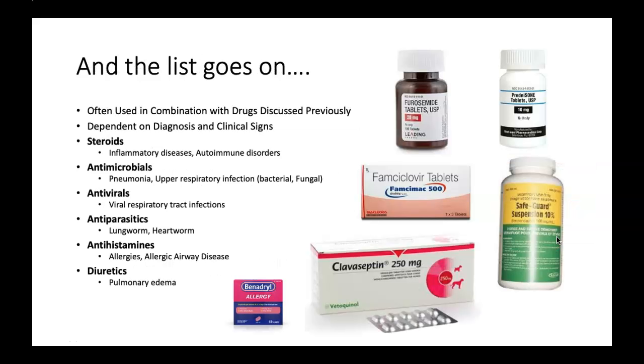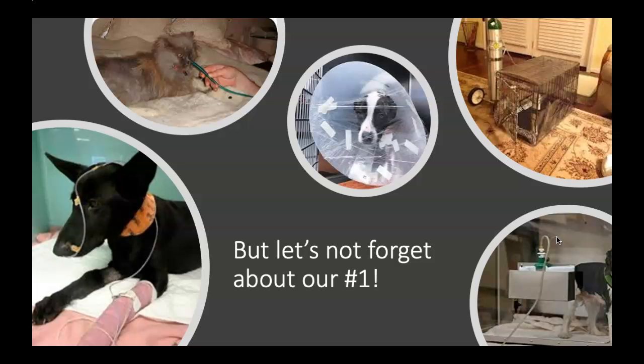And then the list goes on. When we're talking about respiratory drugs, this list is massive because of so many things that can stimulate the respiratory tract to have issues. There's going to be an array of drugs that would be beneficial for the respiratory tract. So it depends on the diagnosis and the clinical signs of the animal. We've got steroids for inflammatory diseases and autoimmune disorders. We have antimicrobials for bacterial pneumonia and upper respiratory infection. We have antivirals, we have antiparasitics, antihistamines, and diuretics if it's pulmonary edema that's causing the coughing. So lots of potential drugs for use there.